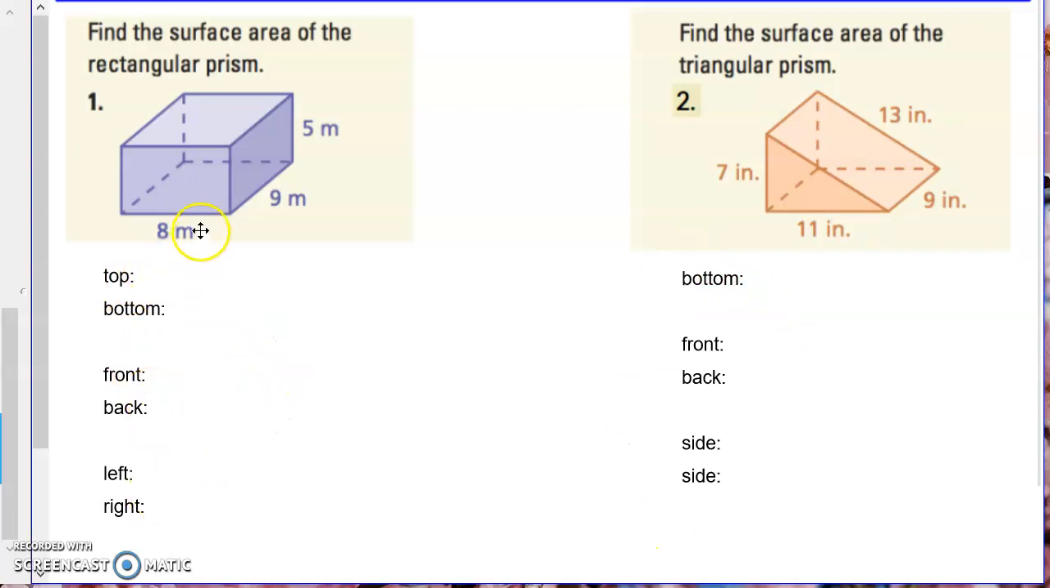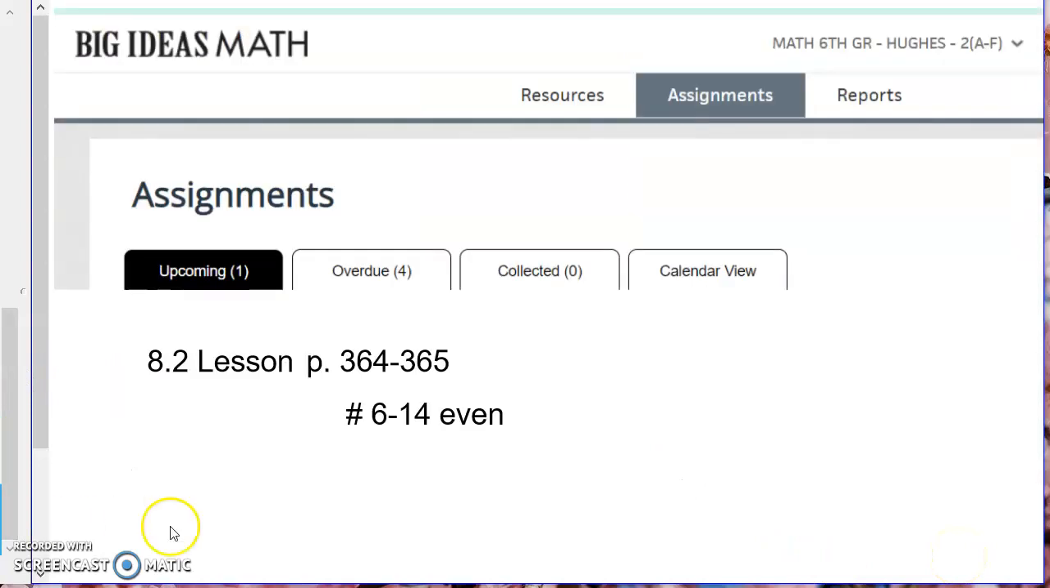Every time you come to a problem, think, is it a rectangular prism? If it is, then write down these words and find the area of each of those. Is it a triangular prism? If it is, then write down these words and find each of those parts. Then once you've found each of those parts, then you add them up and that gives you the surface area of the prism that you are working with.